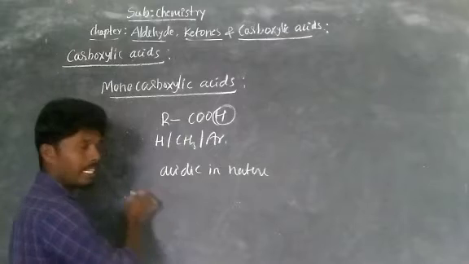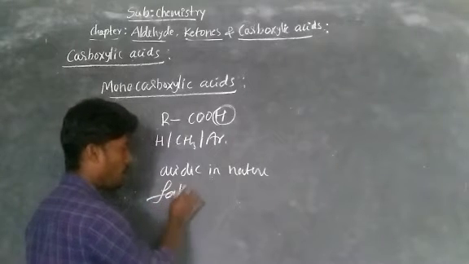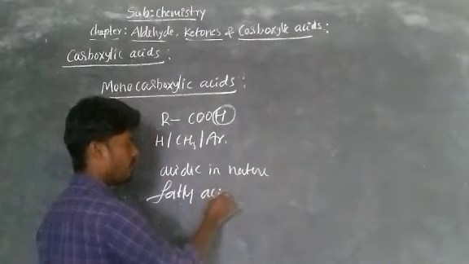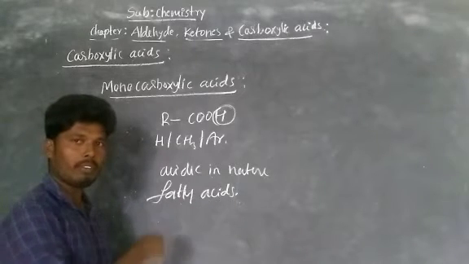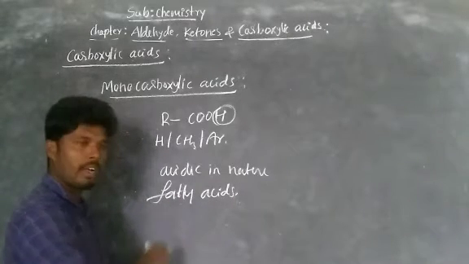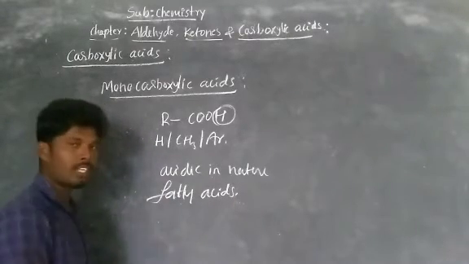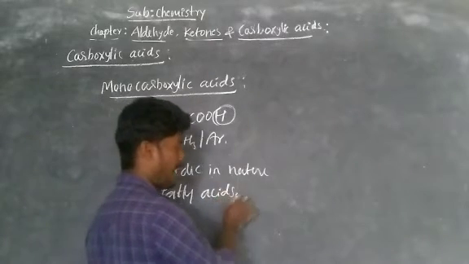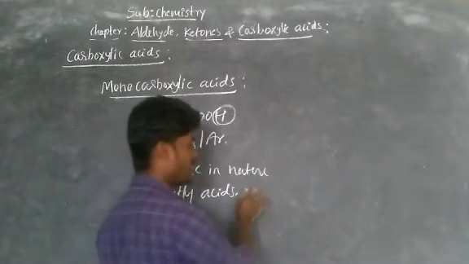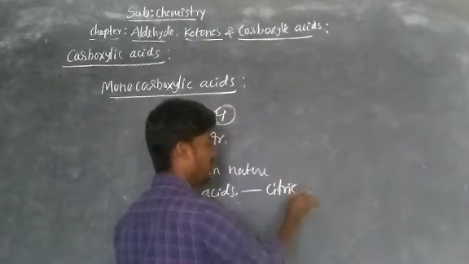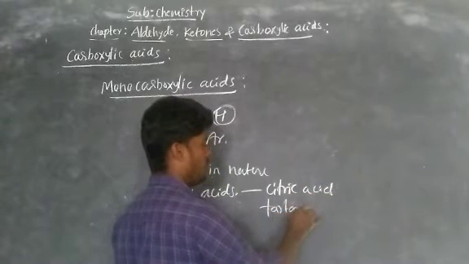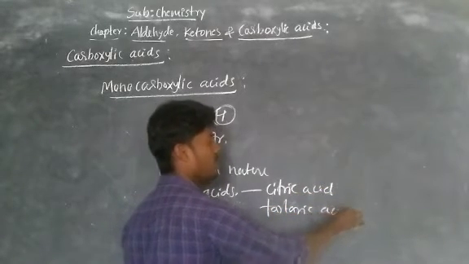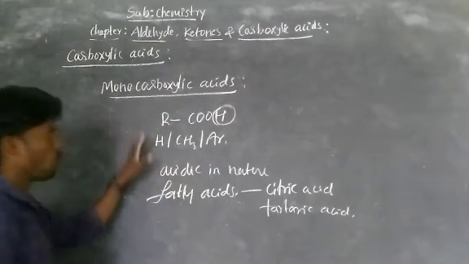These monocarboxylic acids are also called what? Fatty acids, meaning a long chain hydrocarbon along with an acid group we call fatty acids. Then the naturally occurring monocarboxylic acids are citric acid and tartaric acid. This is the introduction about the monocarboxylic acid.